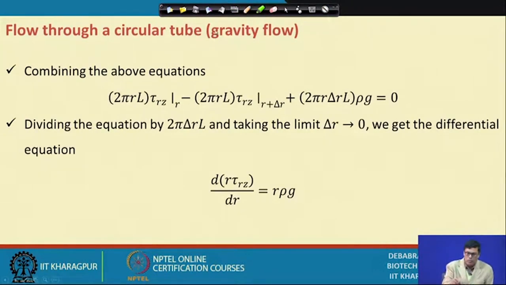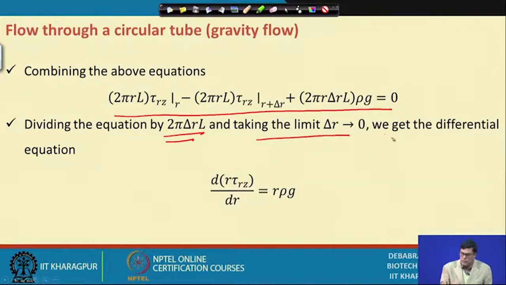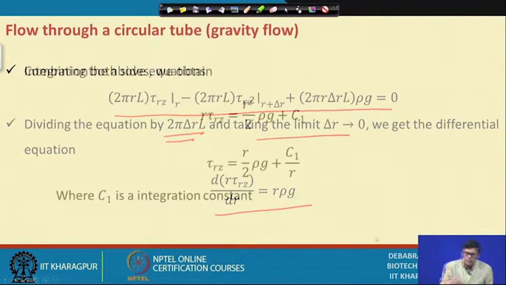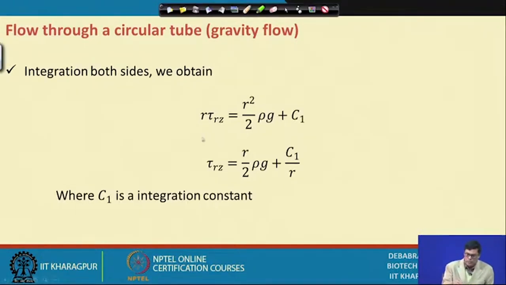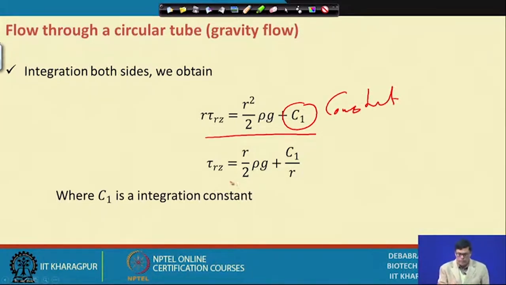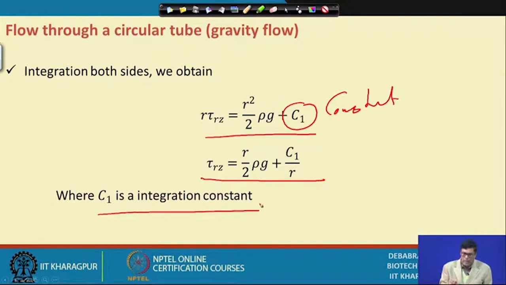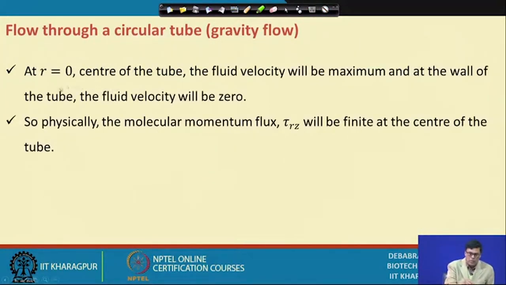Now, combining this whole equation, we will get this equal to 0. Now, we divide by 2 pi del r into L, and taking del r tends to 0, we get this differential equation that will simplify to R rho g. Then through integration, if you look here, it is like this. Now, if you do the integration here, then what you will get? This is equal to C1, the constant. Am I right? This is constant. Then if you divide by R, you will get this equation where C1 is the integration constant. So, flow through the circular tube, what is happening?